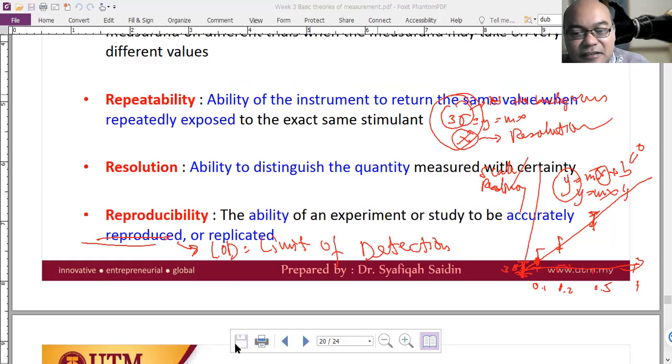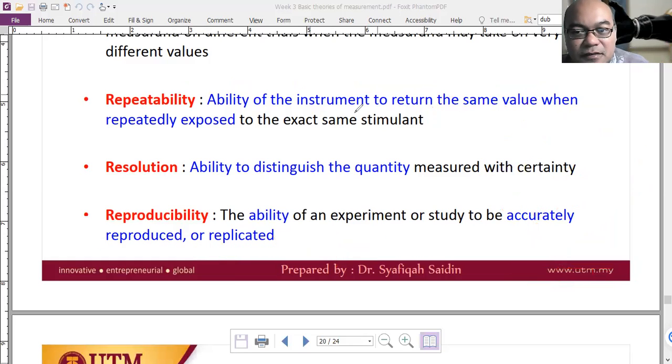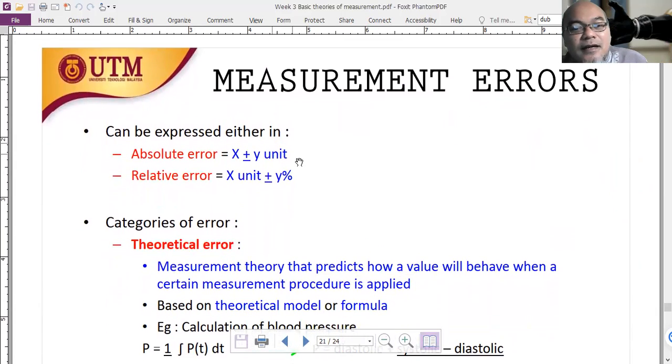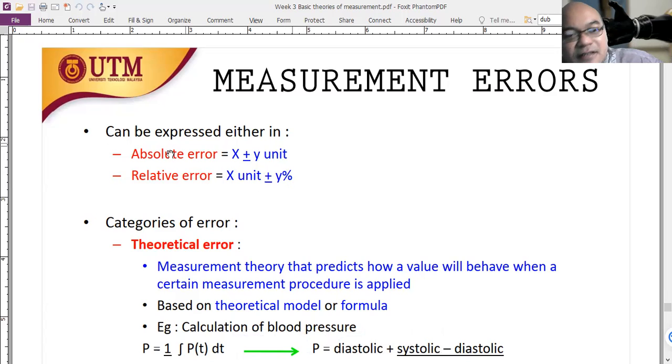Clear enough. Later you will have more examples, of course, and comparing this with sensitivity. Okay. Error, yes, we have discussed error earlier, but how can we express it? I have actually given the example where we can express the error in terms of percentage. We can express the error as absolute error, x plus minus y unit.